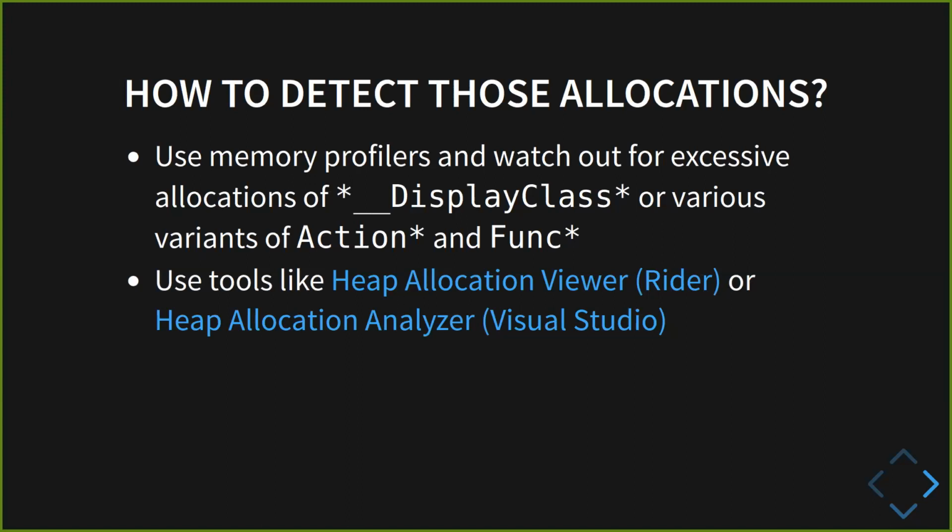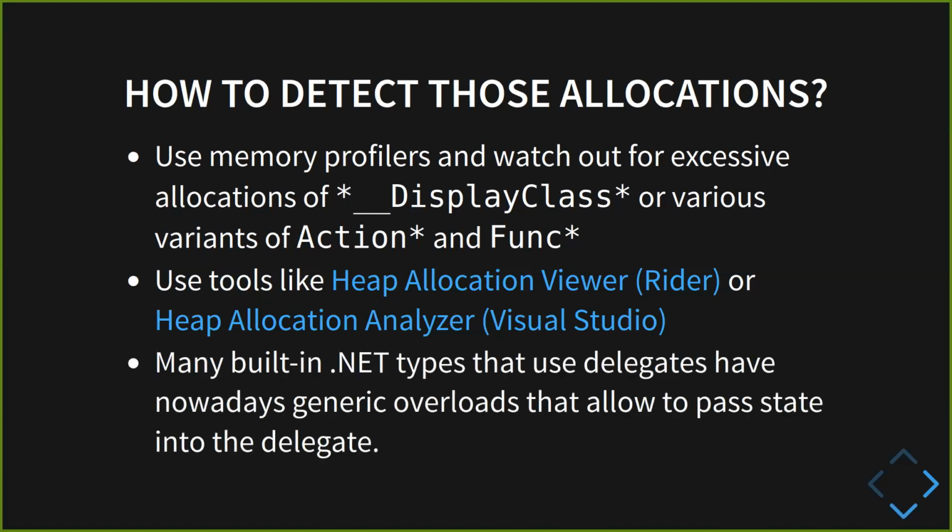You can actually look out proactively when you're writing the code with tools like the heap allocation viewer in Rider or the heap allocation analyzer in Visual Studio. And that already tells you when you're writing your code that something is off here, that you're allocating closures and stuff like that. And then you can already get rid of it while you're writing the code. So you don't have to find it out after the fact.